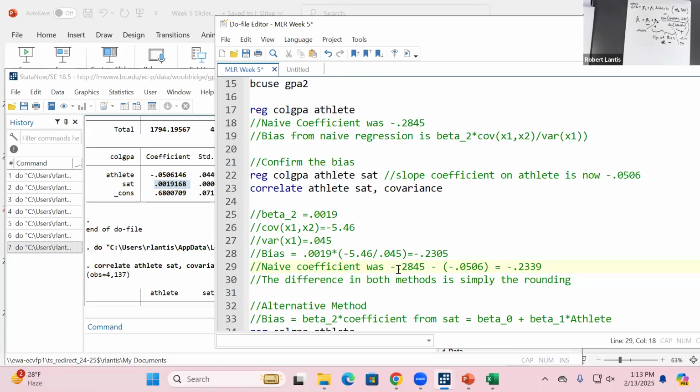Okay. Now, I also said, if I have the data, I can run the regression where I include it and just see, oh yeah, sure enough, the difference between those two coefficient estimates was negative 0.23. And that'll always be the case.